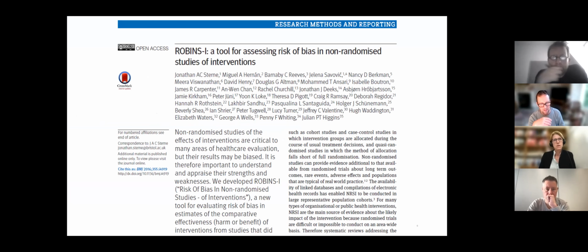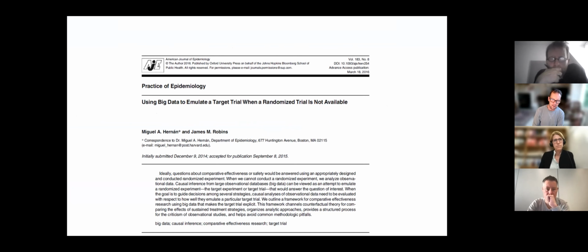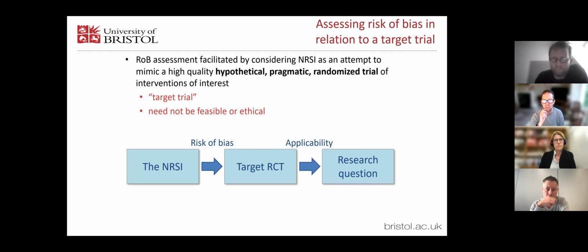And Julian's already mentioned ROBINS-I. One of the innovations when we published ROBINS-I in 2016 was to center the risk of bias assessments on the concept of a target randomized trial, the randomized trial whose results we are trying to estimate using the observational data. And here's one of the slides we use when we're teaching. The idea of a target trial is that it need not be feasible or ethical, but specifying the target trial defines what would be low risk of bias in our non-randomized study.